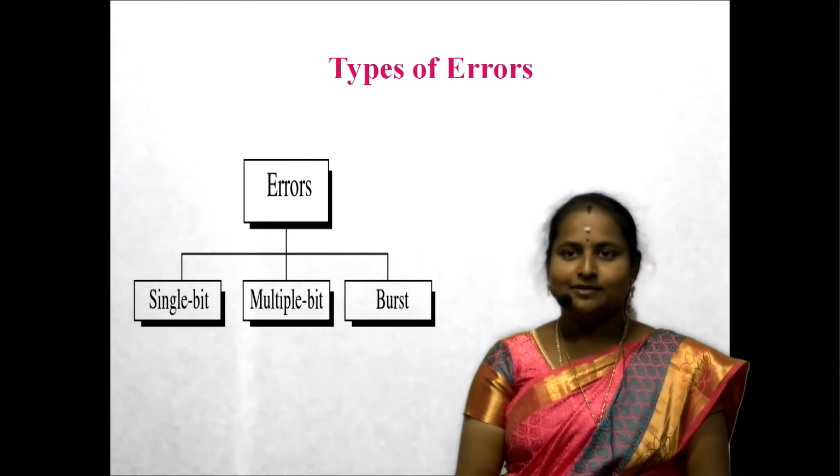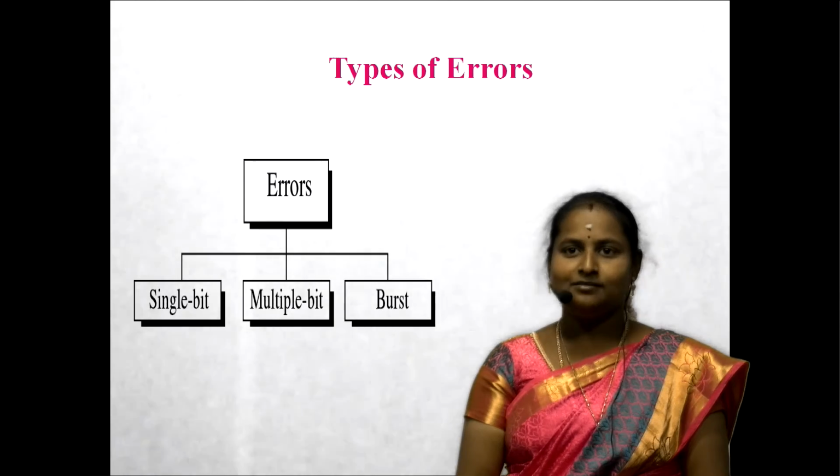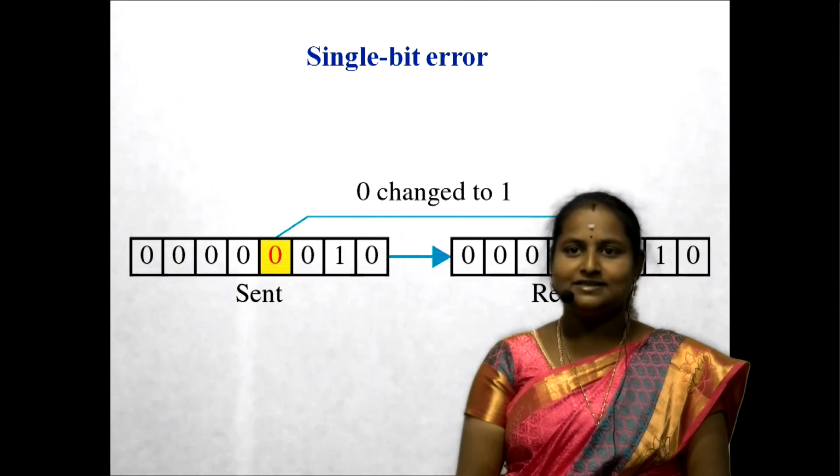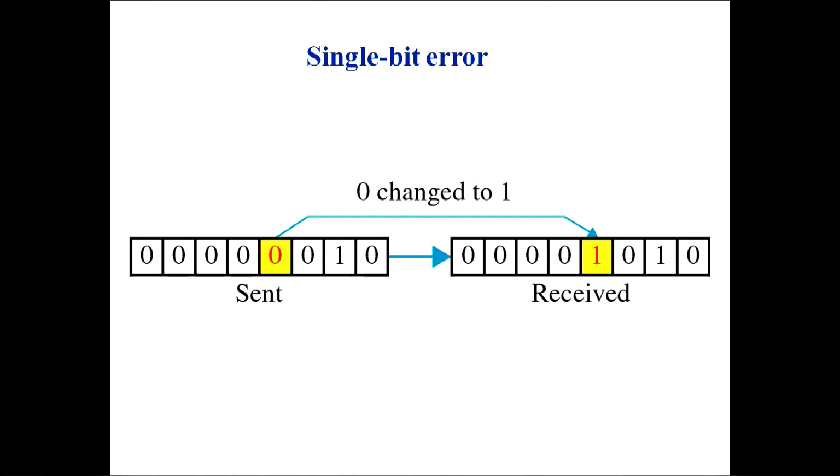There are three types of errors: single bit error, multiple bit error, and burst error. Single bit error means only one bit in the data will be changed. Here, the data sent by the sender is 0, 0, 0, 0, 0, 0, 1, 0. But the data is received as 0, 0, 0, 0, 1. So here only one bit is in error. So this is called a single bit error.